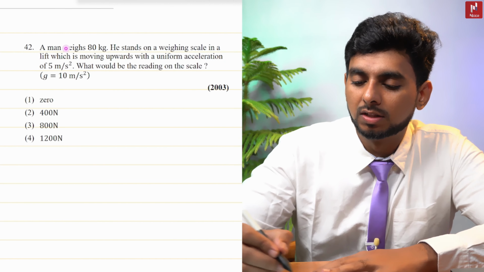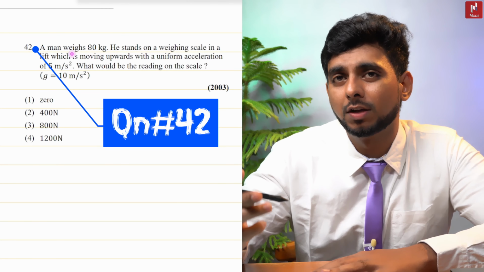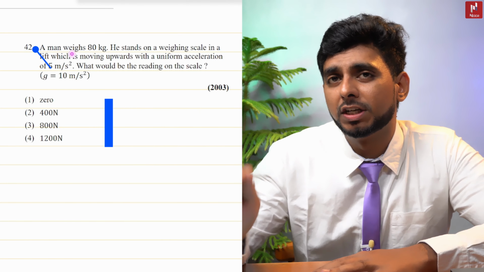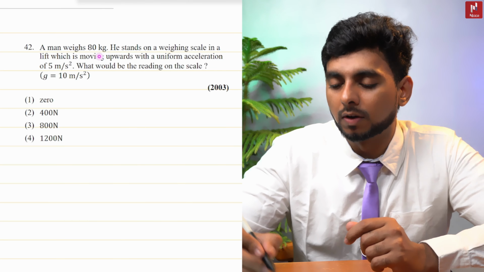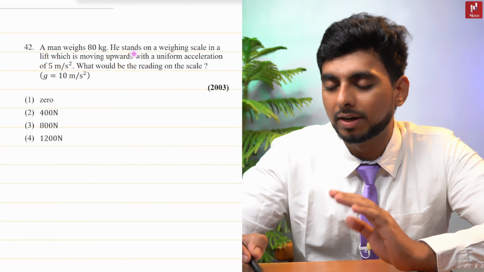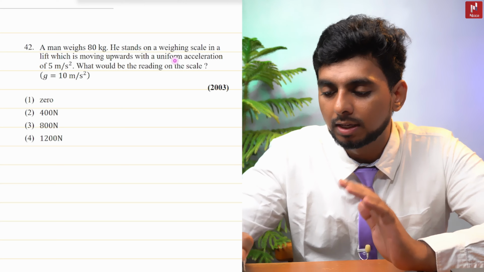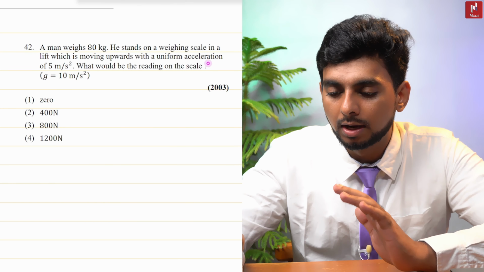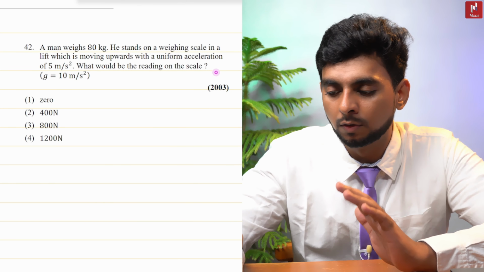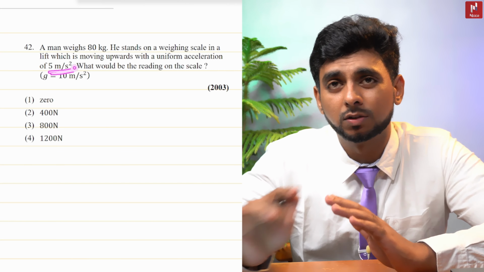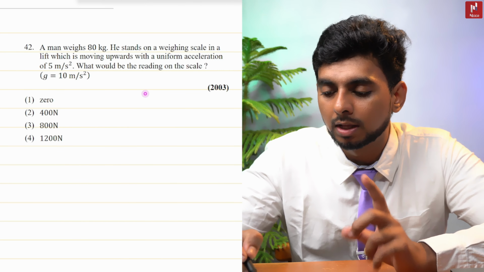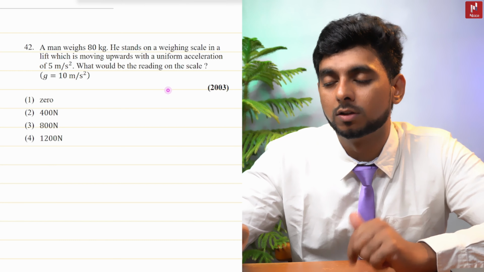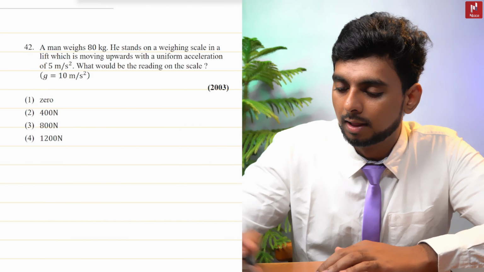This sum is based on the lift. It's the second scenario that we saw related to fictitious forces. Here you have a man who weighs 80 kg. He stands on a weighing scale in a lift which is moving upwards with a uniform acceleration of 5 meter per second square. They have given us the uniform acceleration, and we need to find what the reading on the scale would be.